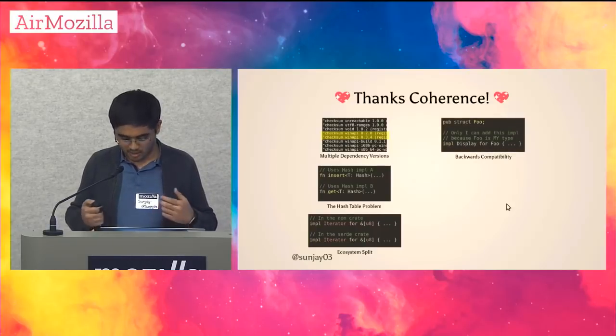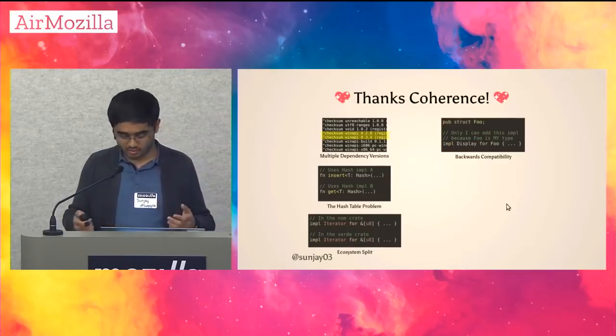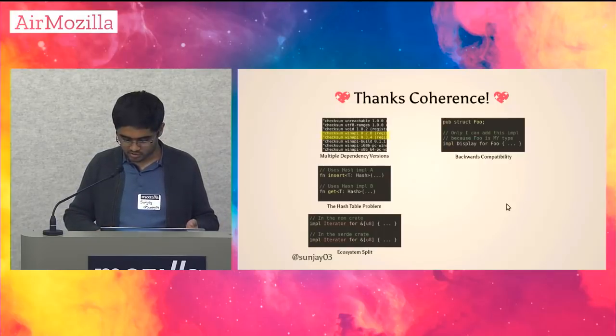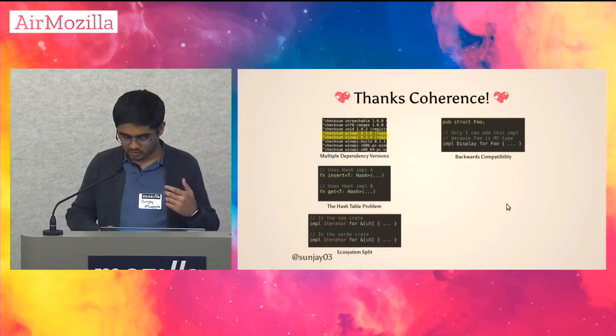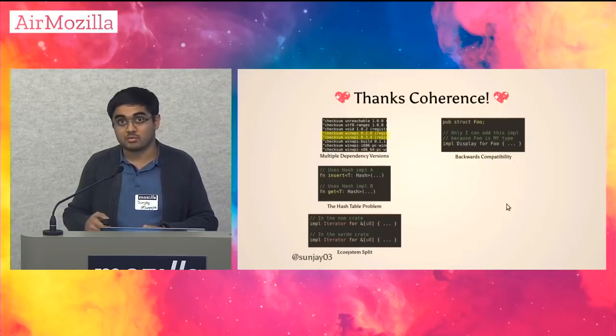Crates are able to maintain backwards compatibility and add impls without increasing their major version number every time. If some other crate could implement methods for your types, this just wouldn't be possible.